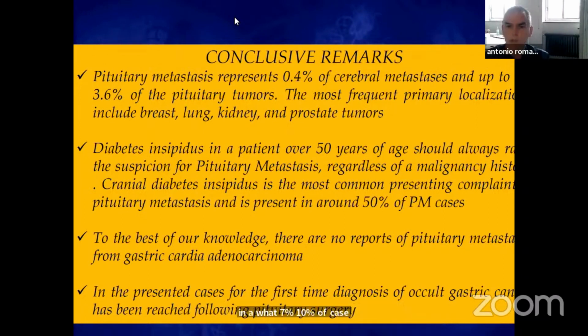To the best of our knowledge, there are no reports of pituitary metastasis from gastric cardiac adenocarcinoma. In the present case, for the first time, the diagnosis of occult gastric carcinoma was reached following pituitary surgery. Okay, this is my conclusion. Thank you very much for the opportunity.